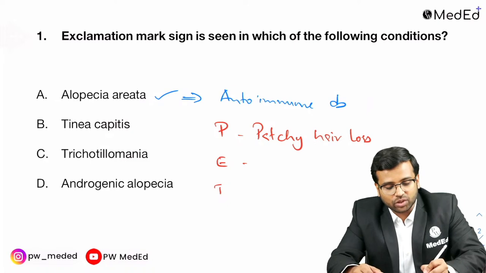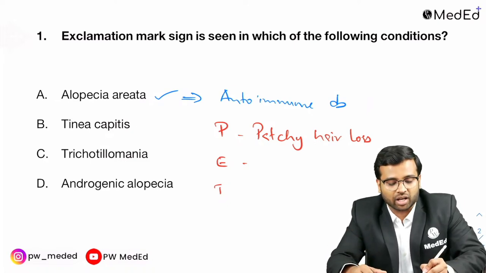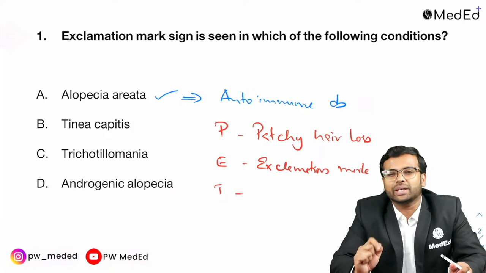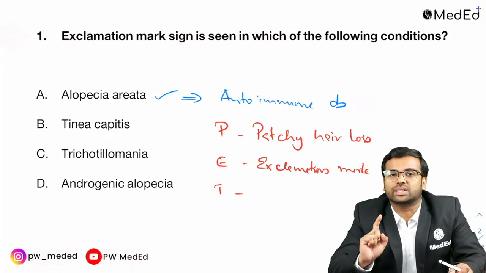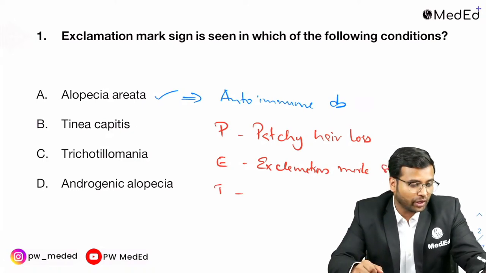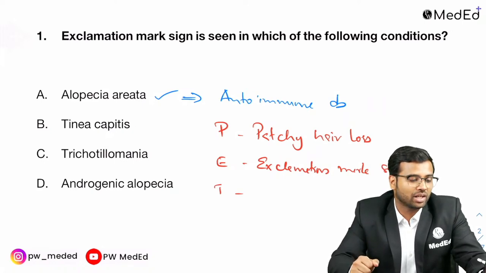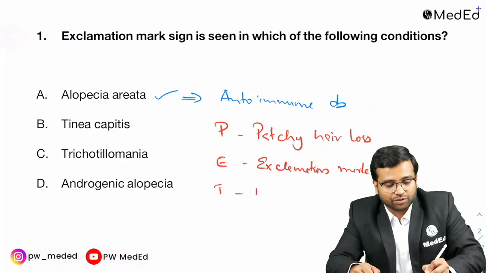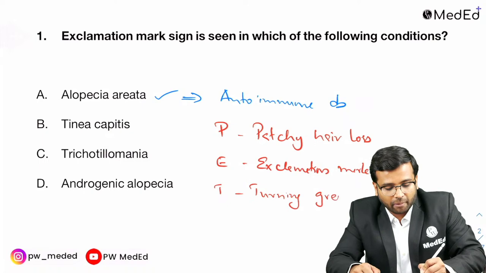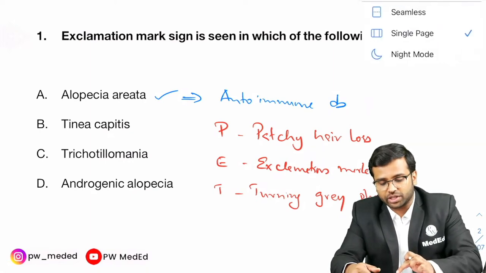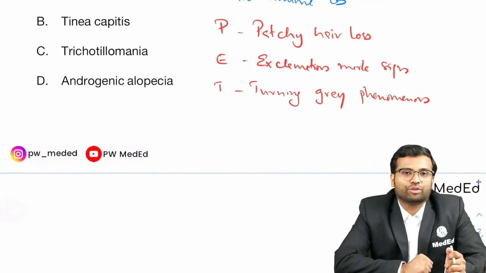What is E? E is the exclamation mark sign, like what is being asked in this MCQ. And who can answer what is T? Any guesses for T? What is a hair finding that starts with T in alopecia areata? Very good going. Prakash is saying that it is a non-scarring alopecia. Completely agree with you. In alopecia areata, you get a non-scarring alopecia. Excellent, Prakash. So T stands for turning gray phenomenon. These are the findings that you see in the hair.